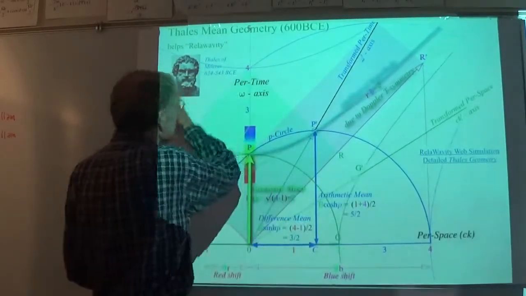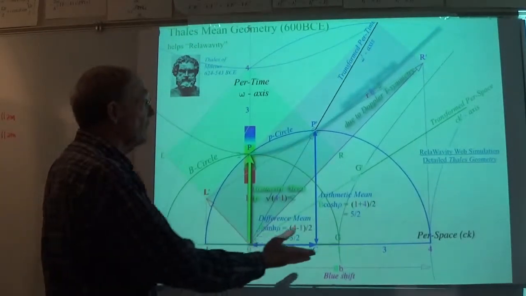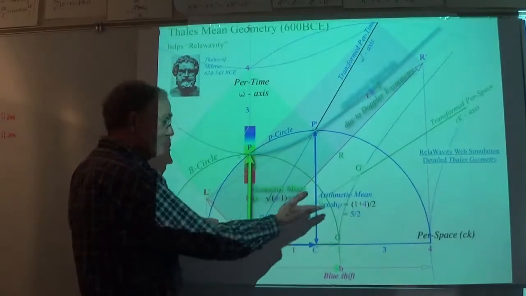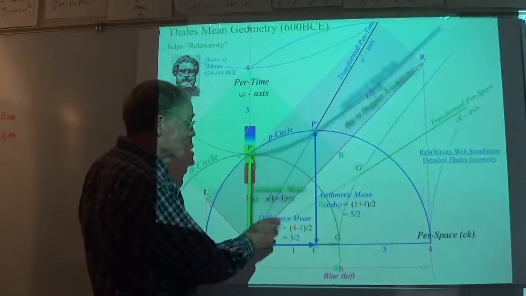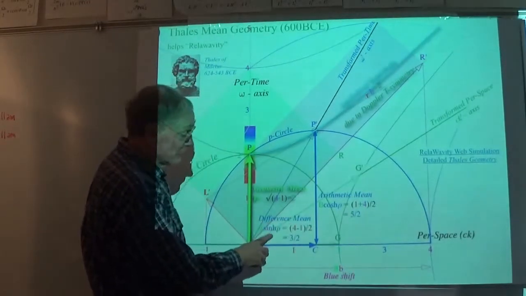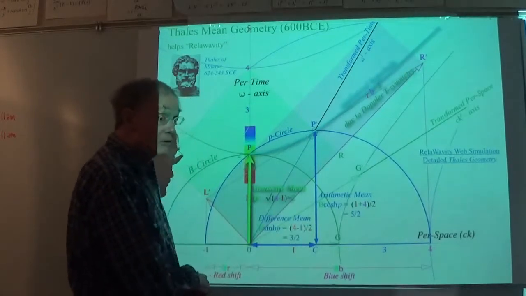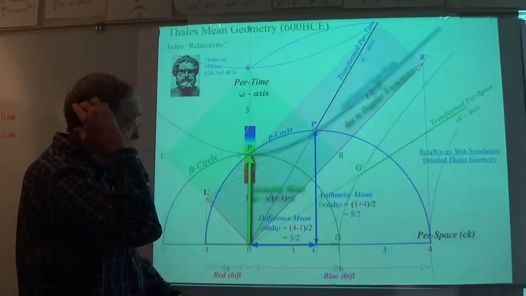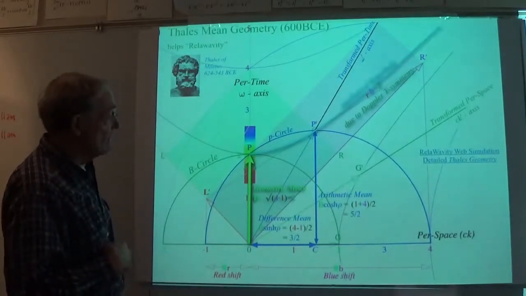So this is Thales' construction here, a Thales construction based on the idea of both the arithmetic mean and the difference mean. This is the other side of this thing here. The difference mean, the hyperbolic sine, is 3/2, in this case (4 minus 1) over 2. So it's half sum and half difference that make the coordinates for this new pitcher's mound, originally sitting here.